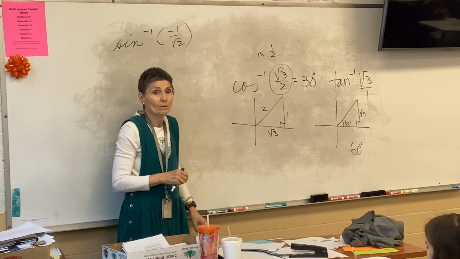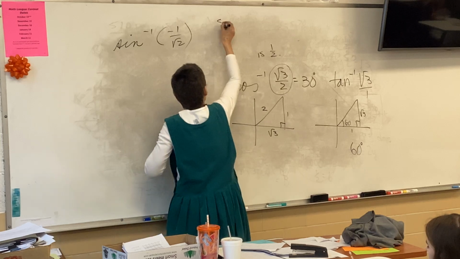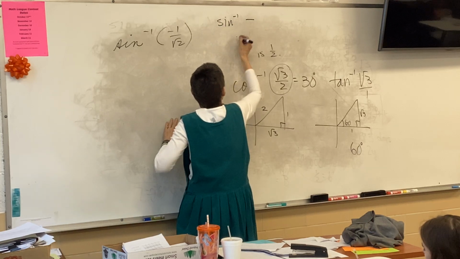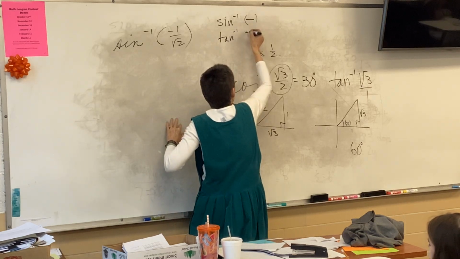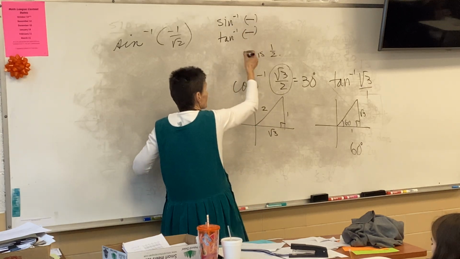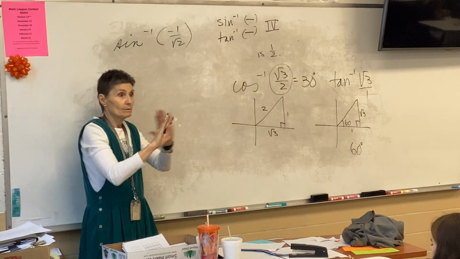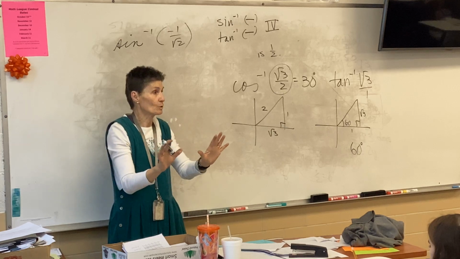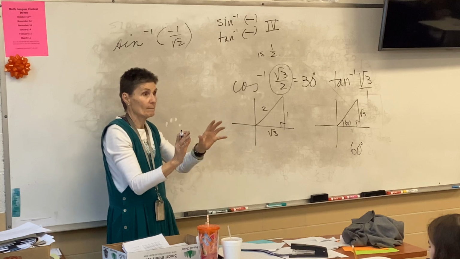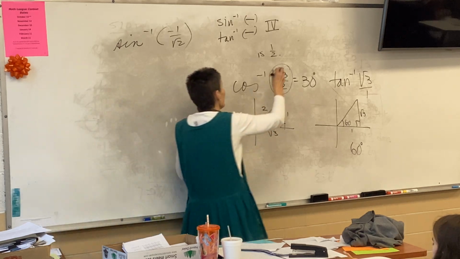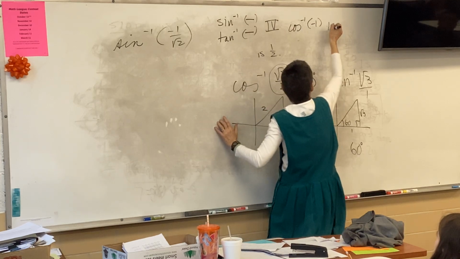If your number is negative, if it is a sine or a tangent of a negative number, you're going to draw it in quadrant 4. I did not make up the rules. Somebody made up the rules a long, long time ago. If it's a cosine and it's a negative number, it's in quadrant 2.